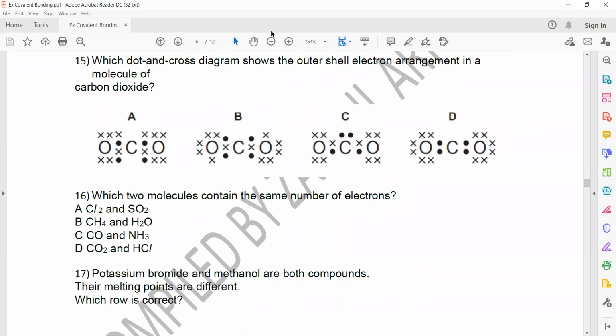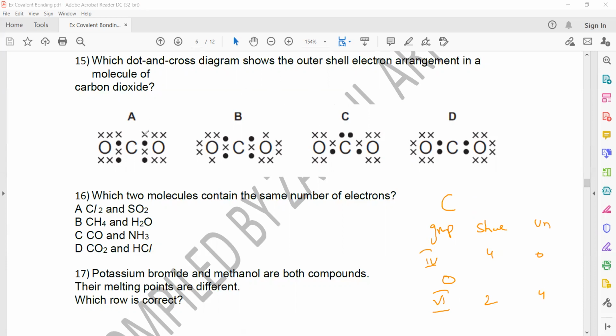Question 15. Which dot and cross diagram shows the outer shell electron arrangement in a molecule of carbon dioxide? So again, the simple way to identify: carbon belongs to group 4, so it will share 4 electrons and unshared will be 0. And oxygen belongs to group 6, so it will share 2 and unshared will be 4.